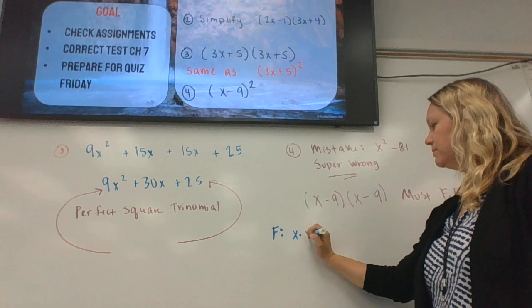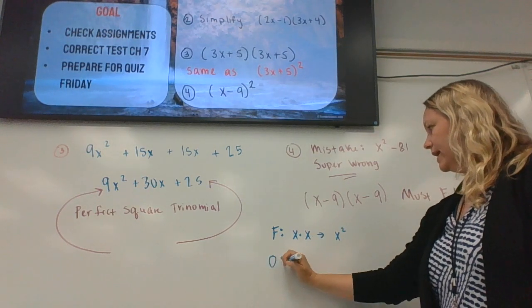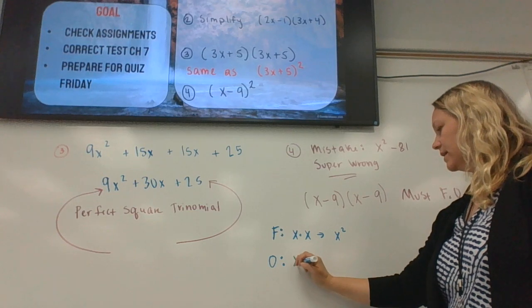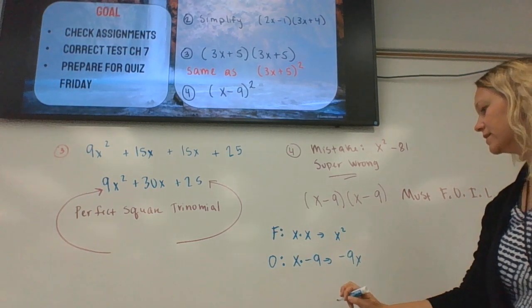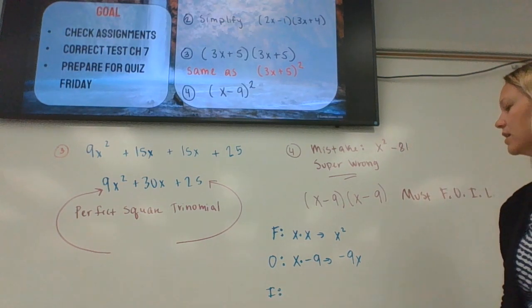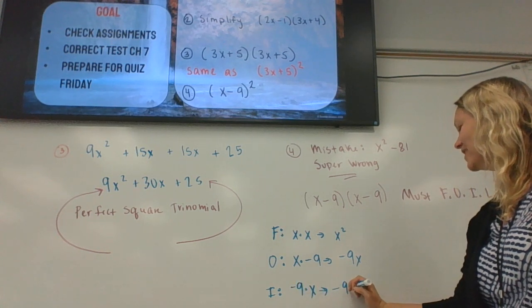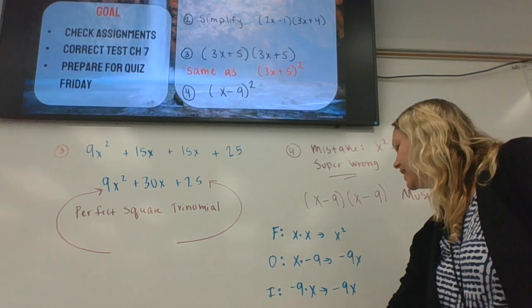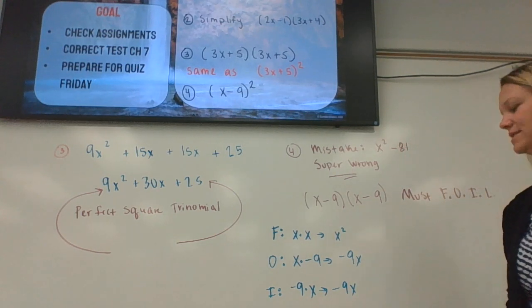The first two would be x times x, which is x squared. The outside would be x times negative 9, negative 9x. The inside, negative 9 times x, negative 9x. And the last is negative 9 times negative 9, which is actually a positive 81.